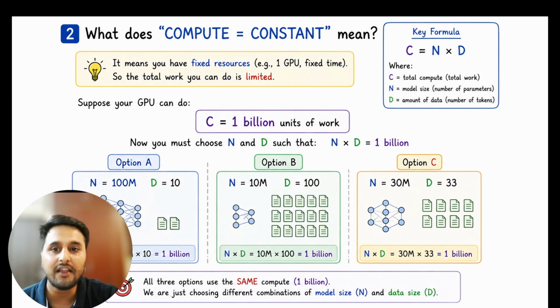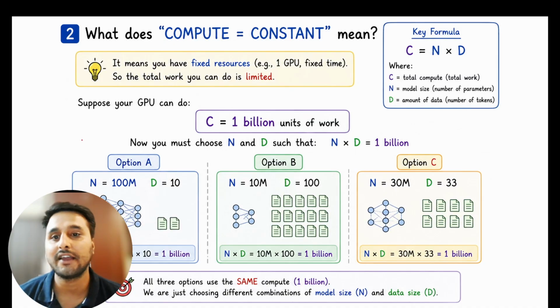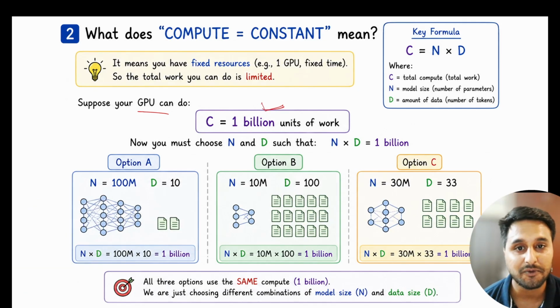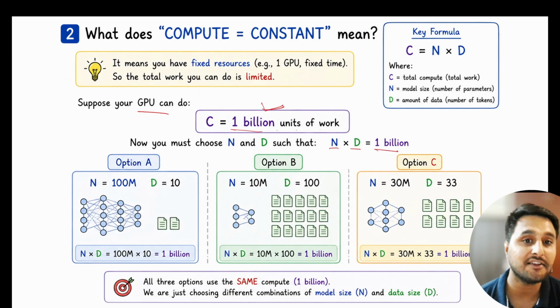So let me give you an example. When we have fixed resources, for example, if we have one GPU and fixed time, the total work you can do is limited. Suppose a GPU can do 1 billion units of work, where a unit of work means 1 billion mathematical operations per second. If we have one GPU, now we must choose N and D such that N into D is equal to 1 billion.